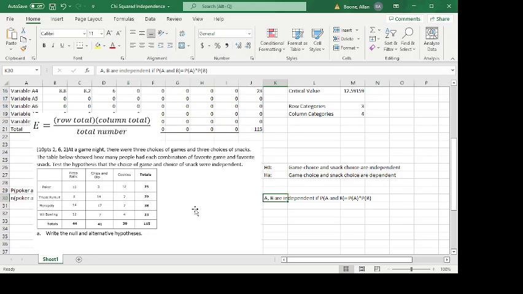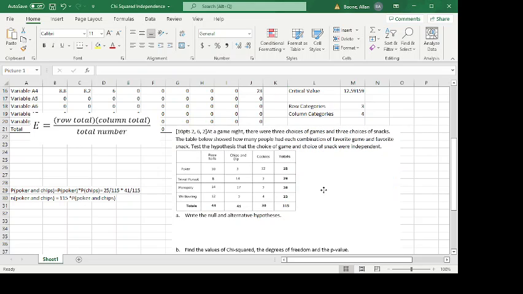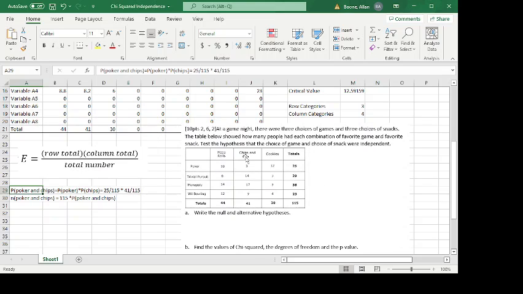If we assume that they're independent, we can actually find the number that we would expect to have for every combination. It would just be the row total times the column total over the total total. Why would that be? Say we want to get the probability of poker and the chips and dip. That would just be the probability of poker multiplied by the probability of chips and dip, assuming they're independent, so you could just multiply those probabilities together.